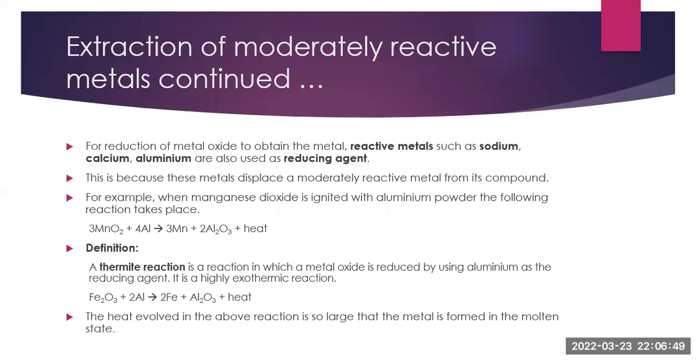So we consider an example of reduction of Fe2O3 using aluminium. So the balanced chemical equation is Fe2O3 + 2Al giving us 2Fe + Al2O3 + heat. Heat is evolved in the above reaction, which is very large, so that the metal is formed in the molten state.